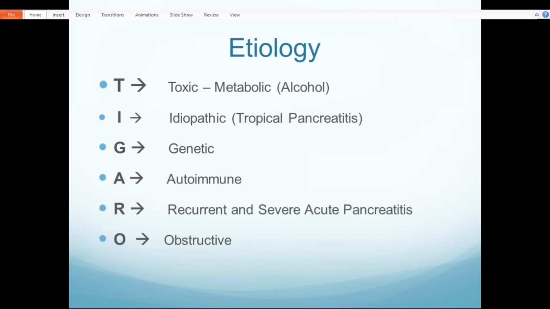So what are the etiological factors that cause chronic pancreatitis? In brief, we have made it easy with TIGAR-O: toxic causes, metabolic, mostly alcohol consumption. Idiopathic includes tropical pancreatitis, that is, ingestion of the cassava plant or any agents that cause free radicals that cause destruction of the pancreas, and genetic mutations, autoimmune conditions, recurrent and severe acute pancreatitis, and obstructive type of pancreatitis.